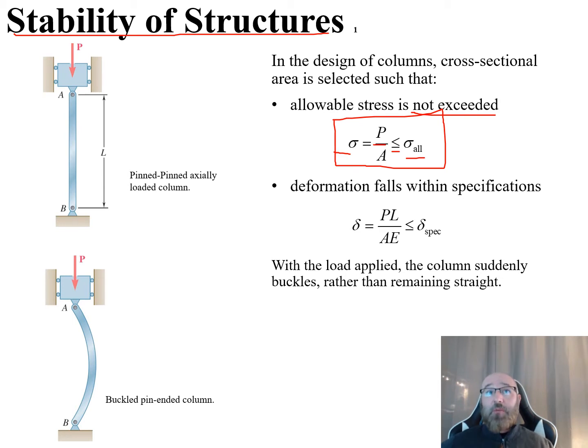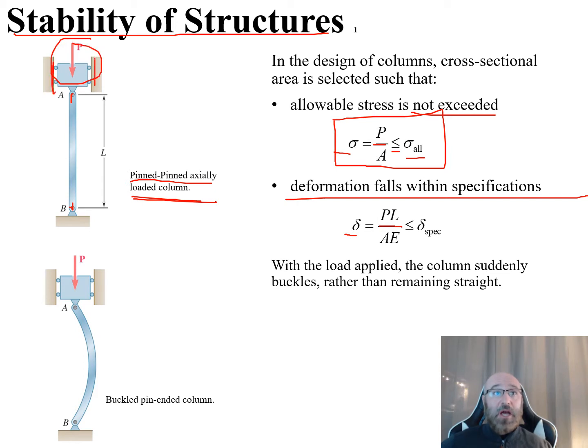We also know when we're talking about our cross-sectional area that our deformation needs to fall within specifications. So we have our deformation, delta, equal to our load times our length. If we go over to our diagram on the left, we have our pinned axially loaded column right here. You see it's pinned at both ends, pinned at A and pinned at B, and you have your load coming straight down, constrained to go straight down. Our length here is L, and our load is up here as P.